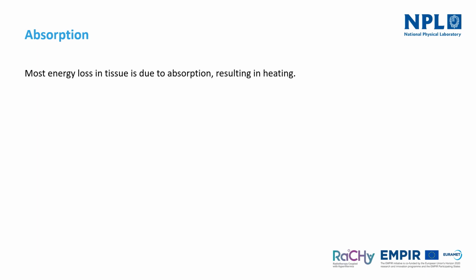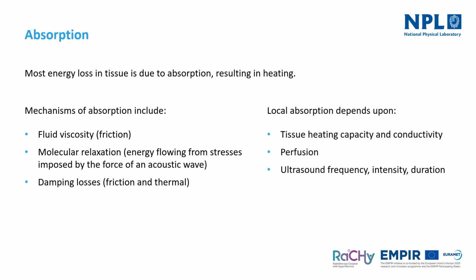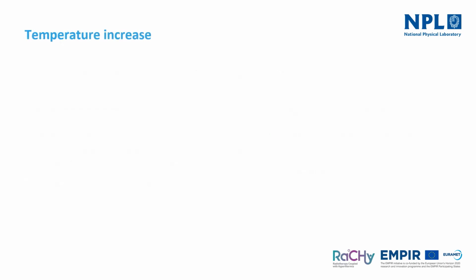In tissues, the largest contribution comes from absorption. The mechanisms for absorption include friction due to fluid viscosity, molecular relaxation, and damping losses. Absorption varies locally and depends on tissue heating capacity and conductivity, on the perfusion, which is the quantity of blood in that specific part of the tissue, and on the properties of the ultrasound wave, in particular frequency, intensity, and duration.